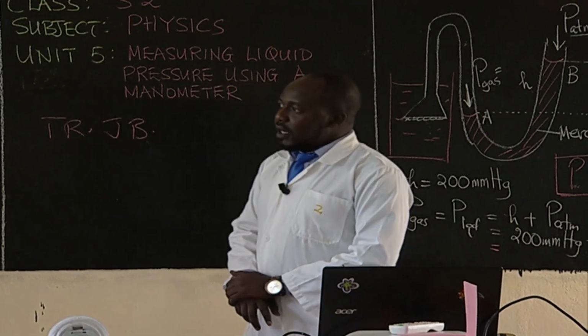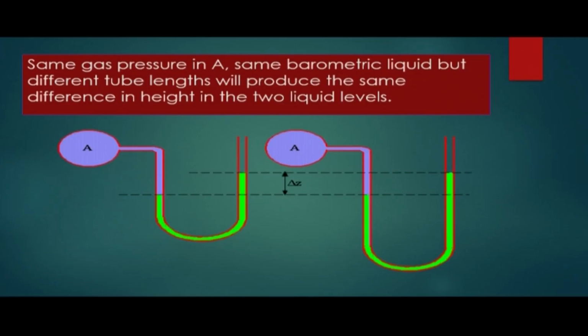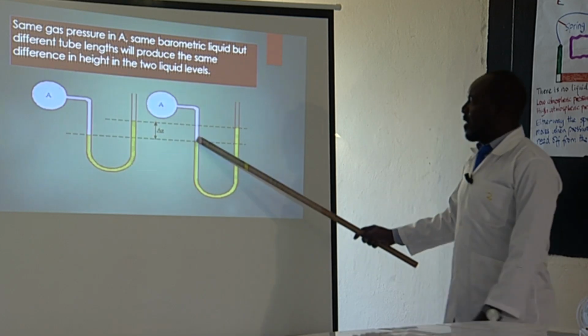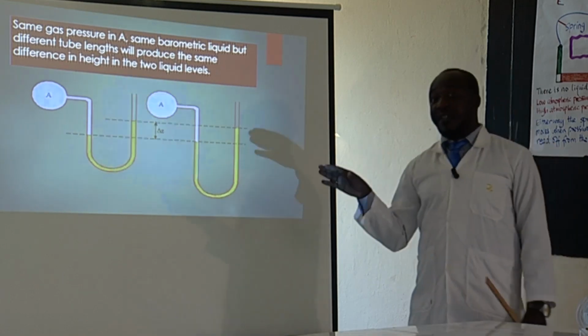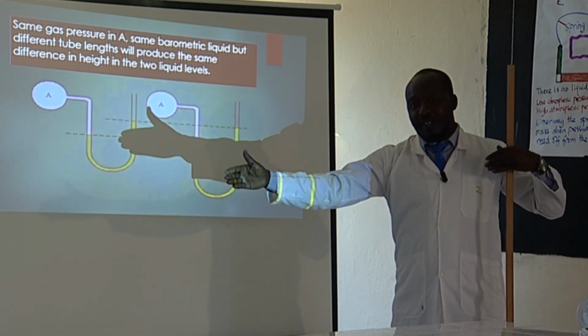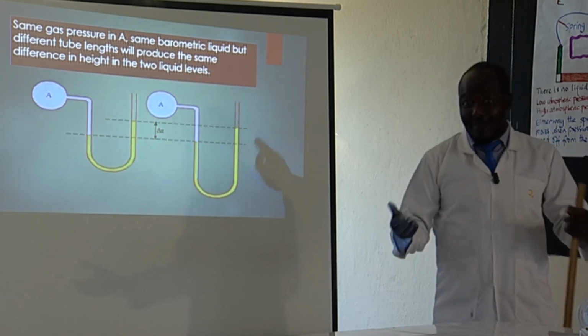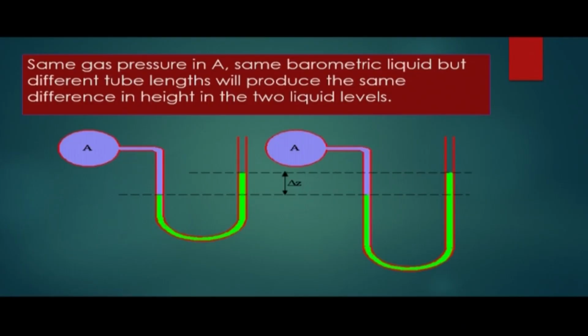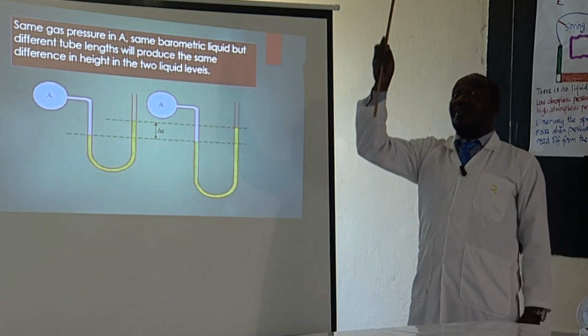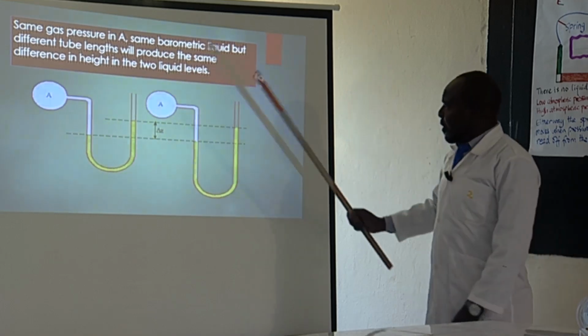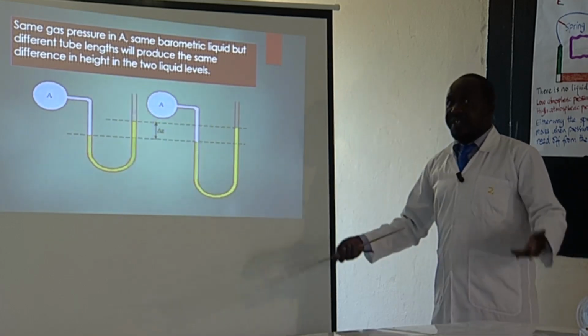Okay? Let's look at the next one. If you have same gas pressure in A, again, the same manometric liquid, but you have got different tube lengths. You see, the liquid here is the same as the liquid there. What is the difference here? It is the length of the manometer. Do you see that this is a shorter manometer? Yes, maybe as short as me. And then this is a longer manometer, maybe as long as Goliath, very tall. So there are two. The only difference is length.